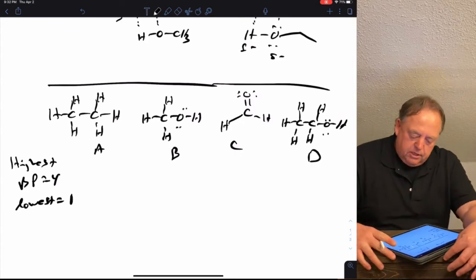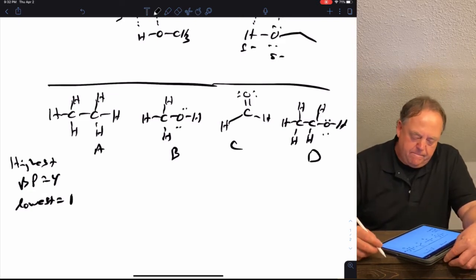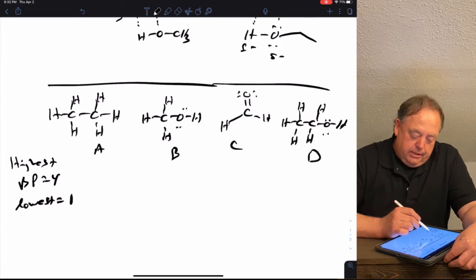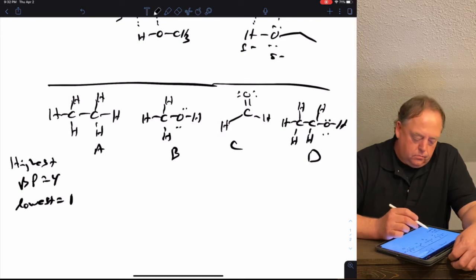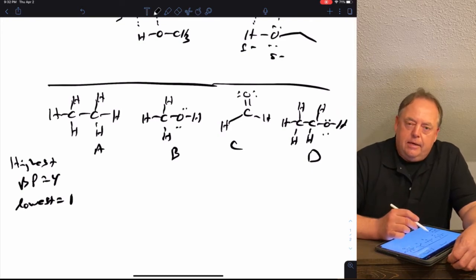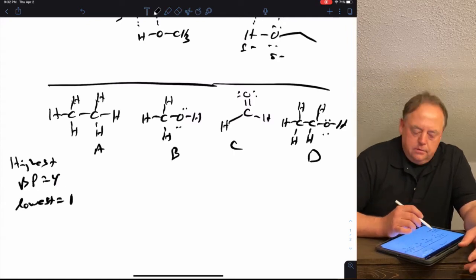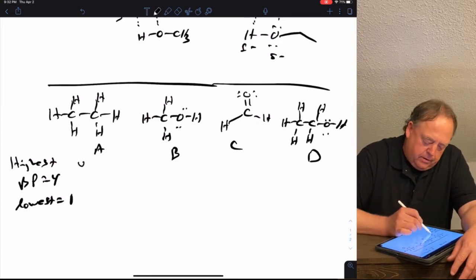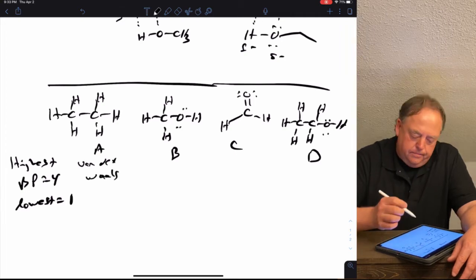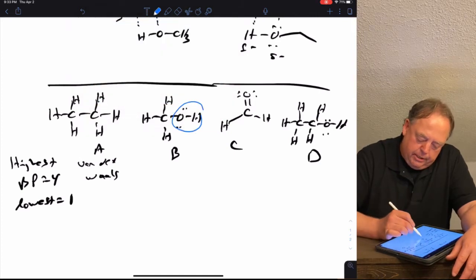Okay, so let's identify first of all which type of intermolecular attraction each one can experience. So A, can it make hydrogen bonds? And the answer is no, because it does not have a partial positive hydrogen, because all of the hydrogens are on carbon. Right? Does it have a dipole? And the answer is no, because no atom has a partial positive or partial negative, because there's no big electronegativity difference between carbon and hydrogen. So this can only have van der Waals attractions. Molecule B, obviously we just looked at this, has an OH, it can make H bonds.